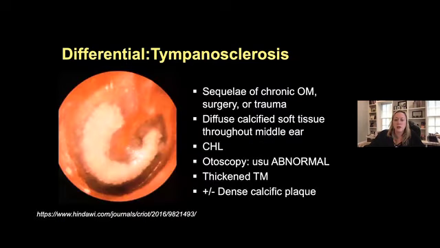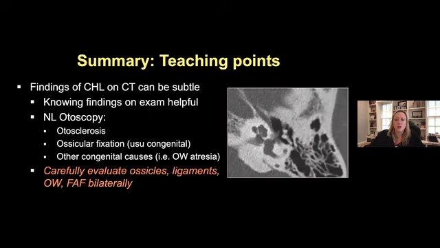In this setting, otoscopy is usually abnormal, and the surgeons or the ENTs will often see plaque-like thickening of the tympanic membrane, densely calcified, and that also can contribute to the conductive hearing loss. So in summary, for this case, the findings of conductive hearing loss on temporal bone CT can be subtle, and knowing the findings on otoscopy can be helpful.